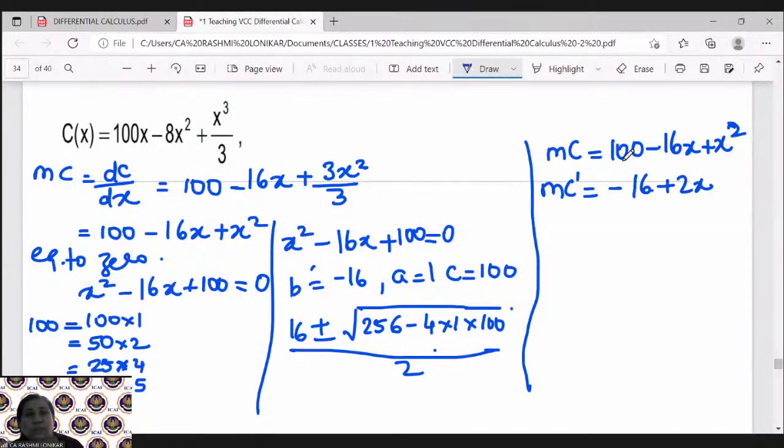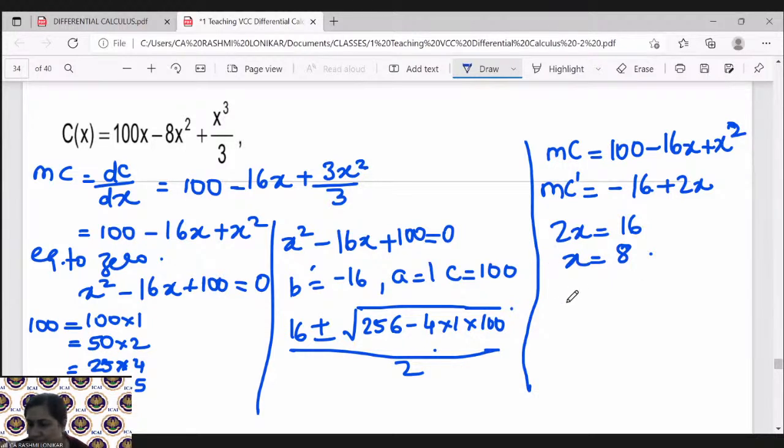Derivative of 100 is 0. Derivative of 16x will be minus 16, and derivative of x square will be 2x. So what do I get? 2x is equal to 16 and x is equal to 8. So at this point I have to find the cost. Once I know this, I will be able to find the cost at x is equal to 8.